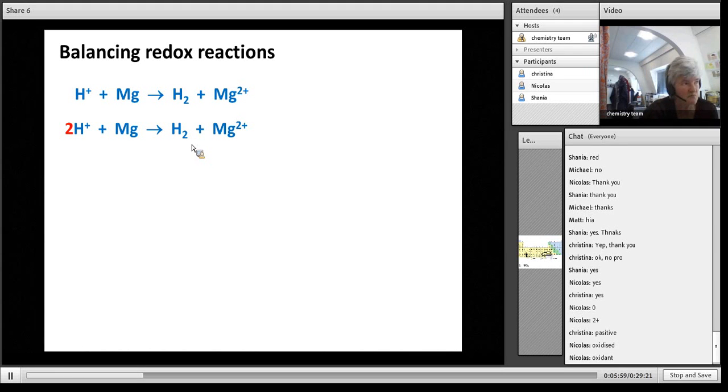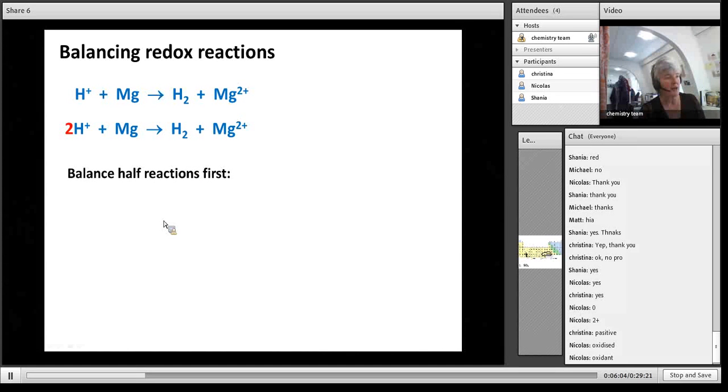So for a lot of redox reactions, we could just look at it and work out what it is. But sometimes you can go wrong if you just look at it, because you need to make sure that your total number of electrons transferred are the same. That's being lost and that's being gained. So in this one, it's a fairly straightforward one.